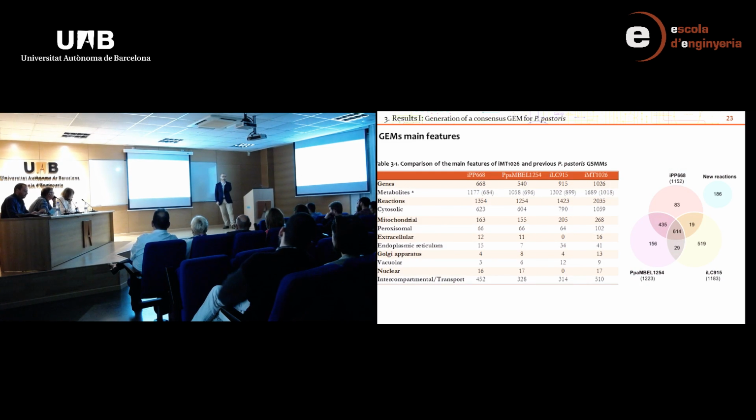So in the end, we had a reconstruction with a large number of genes, metabolites, and reactions. Indeed, that means we have a more extended and detailed model. We incorporated almost 200 new reactions to the model. So this was a reconstruction, but what we really want is to build a model, and models are able to reproduce experimental data. So we really had to test if we are able to do that.